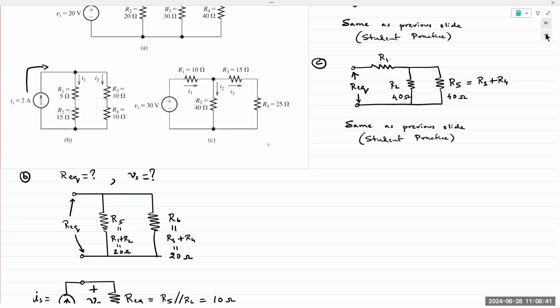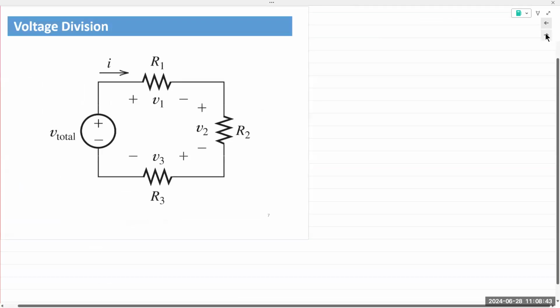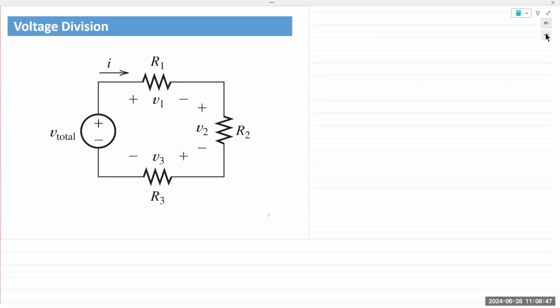Okay. Now I want to talk about two techniques, voltage division and current division. This will be on the final exam. If you have not taken a look at the final exam page, I suggest you do so. All the topics that will be assessed are already on there, and so is the exam date. This topic will be on there for a couple of points. Not a really big problem, but a sub question of a larger problem.